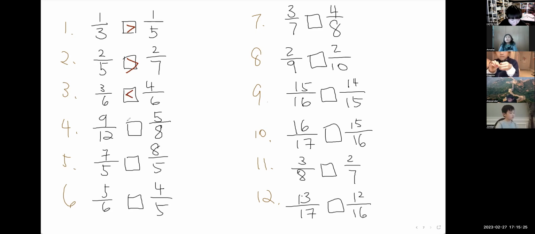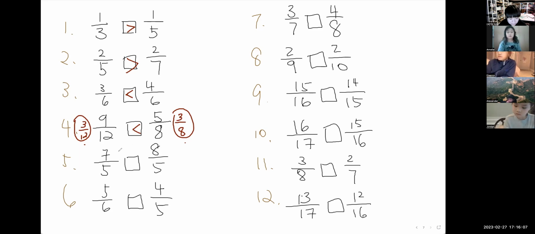Okay, number 4. Amelia. Number 4 is smaller than. Okay, so you think it's smaller than, why? Because this one has 3/12 left over, and this one has 3/8 left over. The leftover of this one is smaller than that one, so the original is bigger. Very good. Okay, number 5, 7/5 and 8/5. Eleanor. Smaller than. Smaller than. Very good.